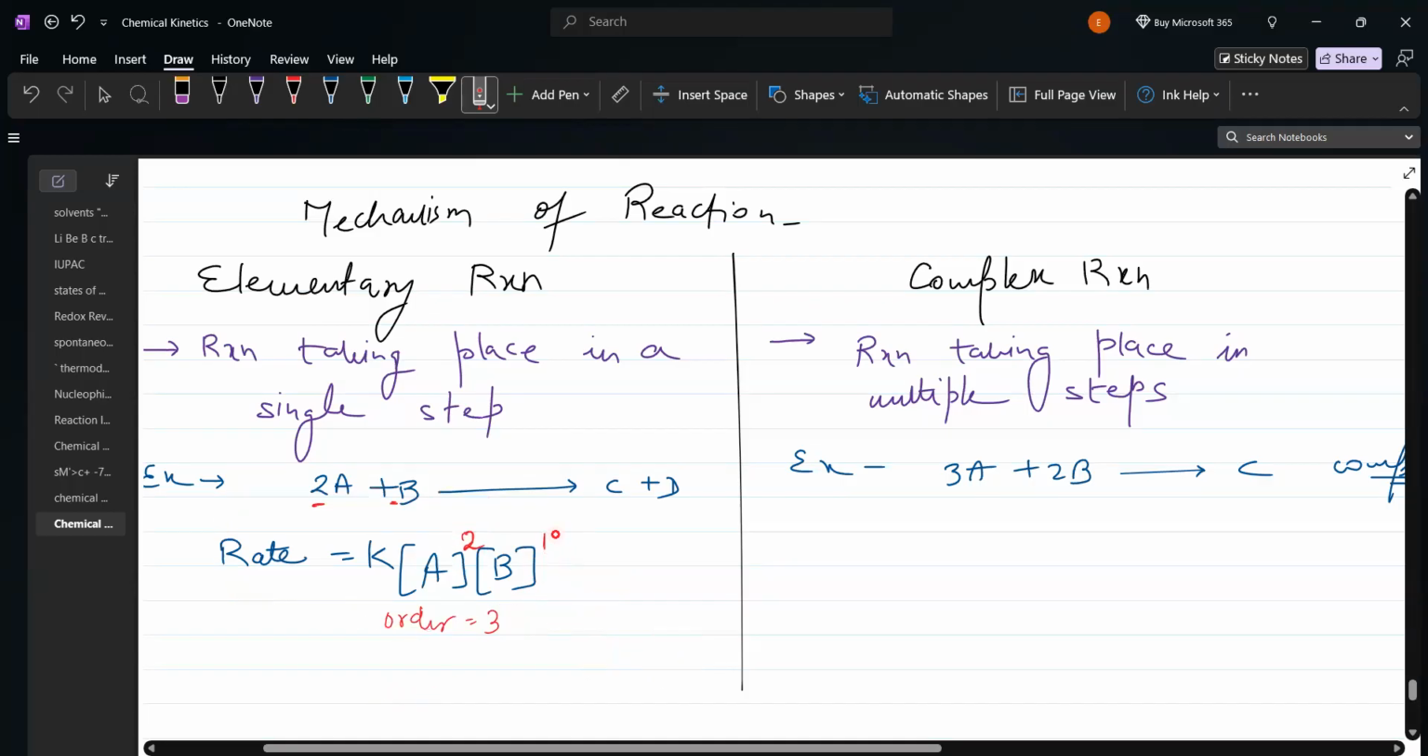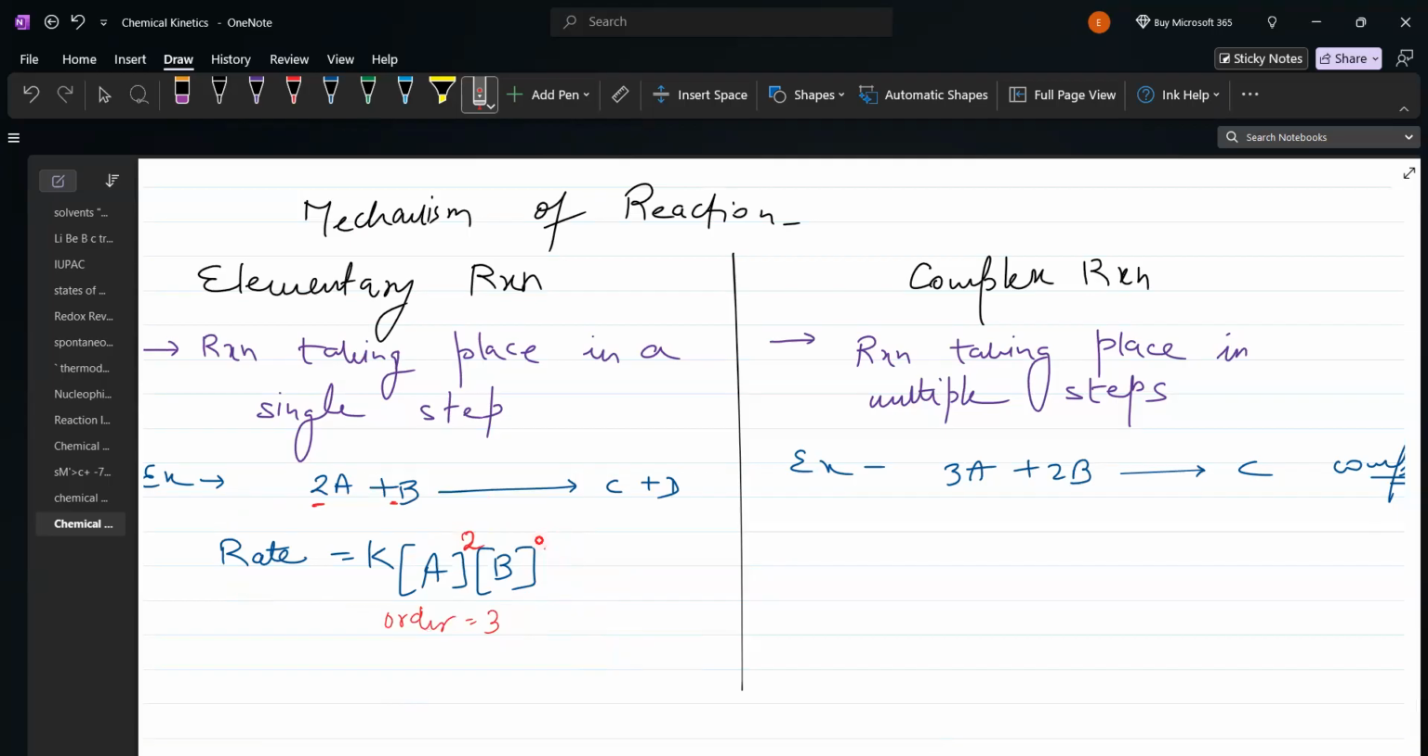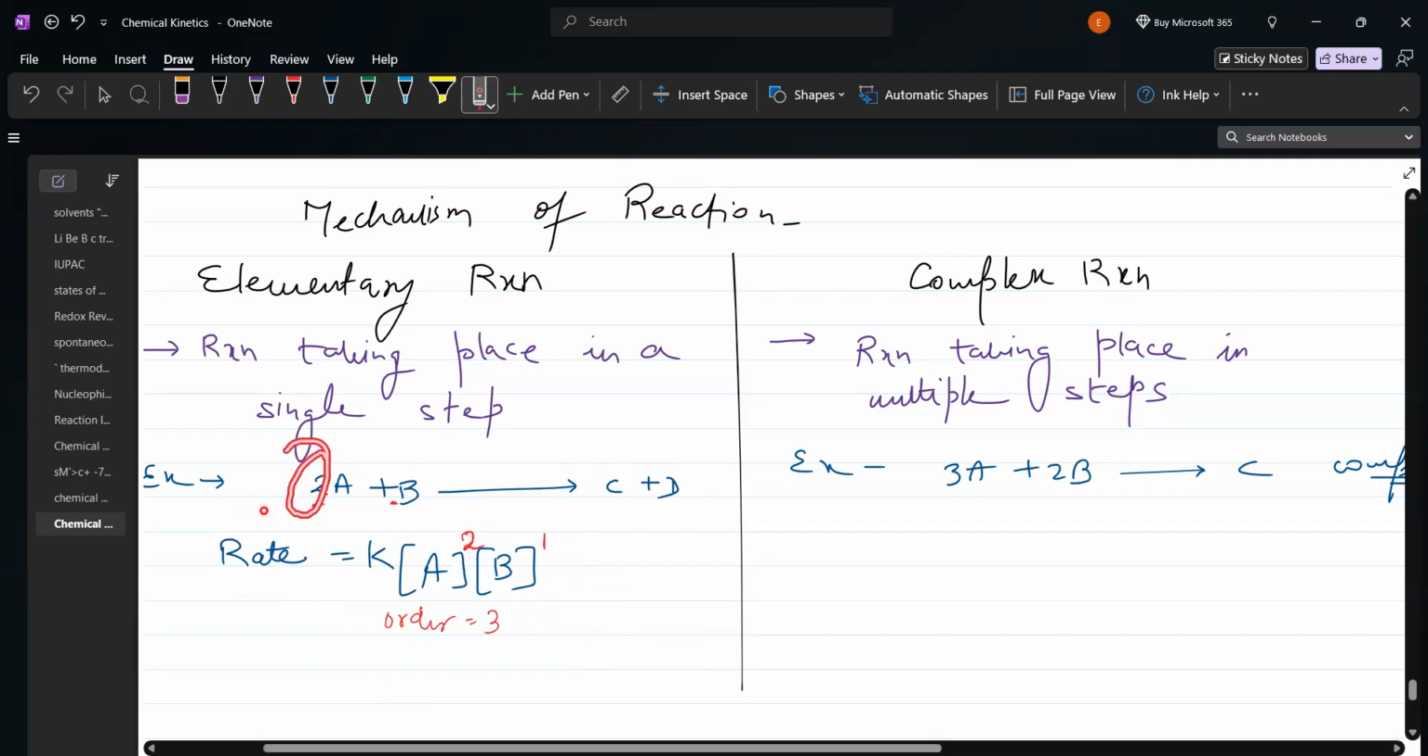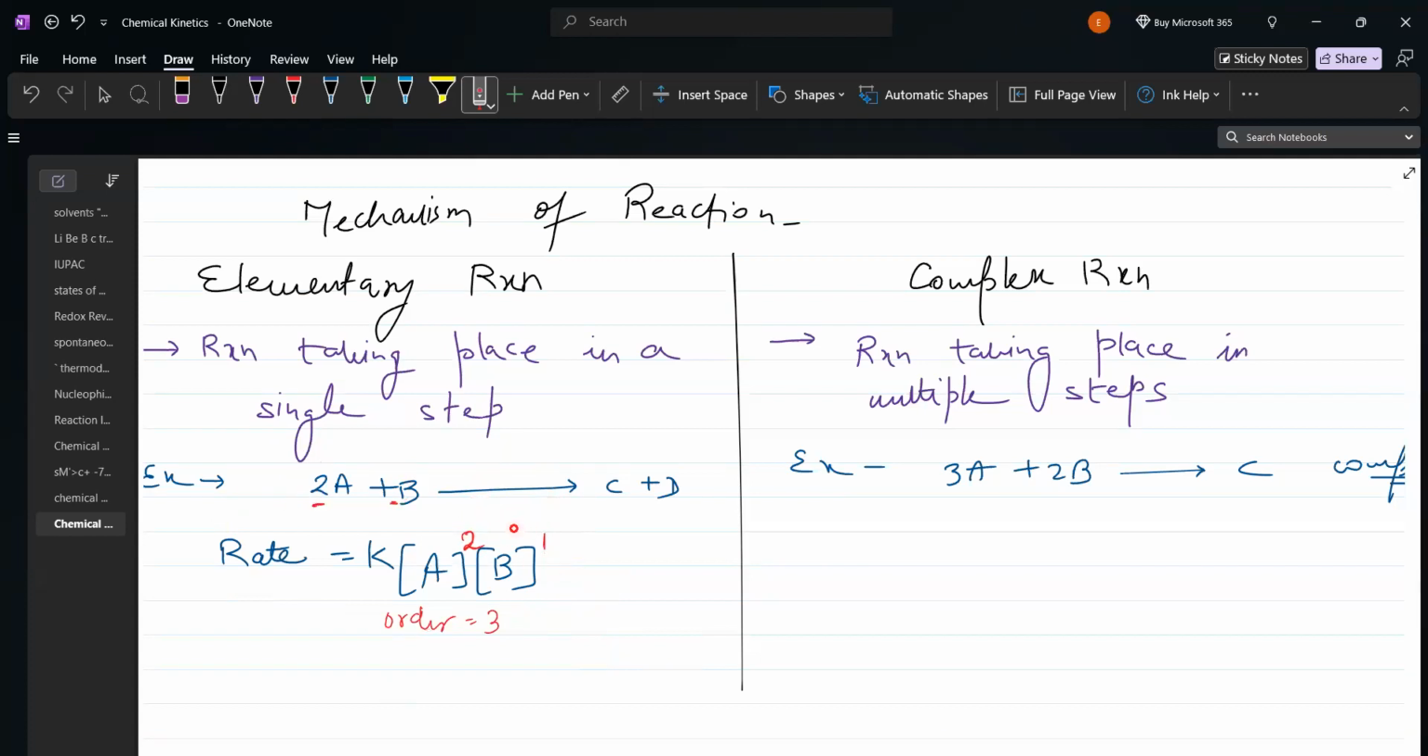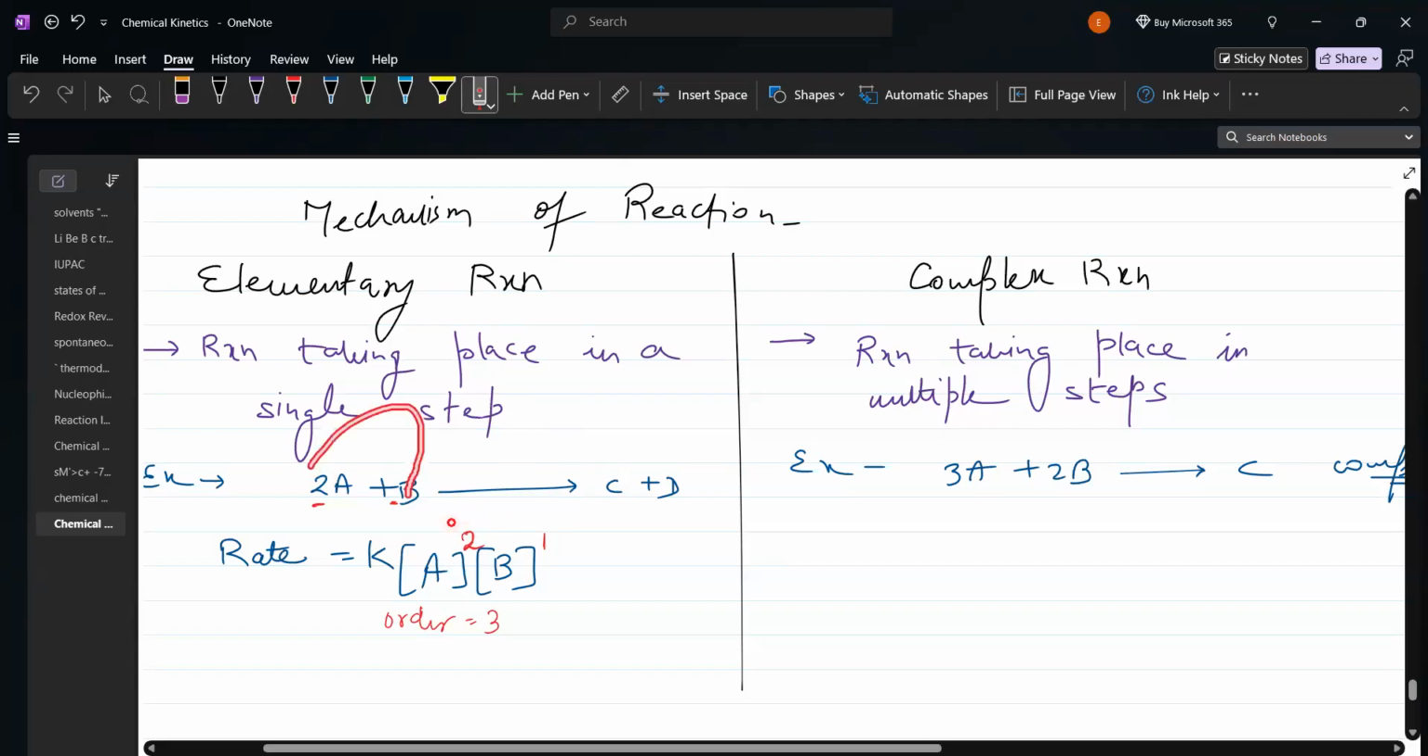Yes, sir. But if the question says that this is an elementary reaction, then you don't have to worry. You just see the stoichiometric coefficient present here, and you can put it here with the power of the reactant. Got it, Rishita? It is the special case of elementary reaction that we can directly put the stoichiometric coefficient here. Okay.